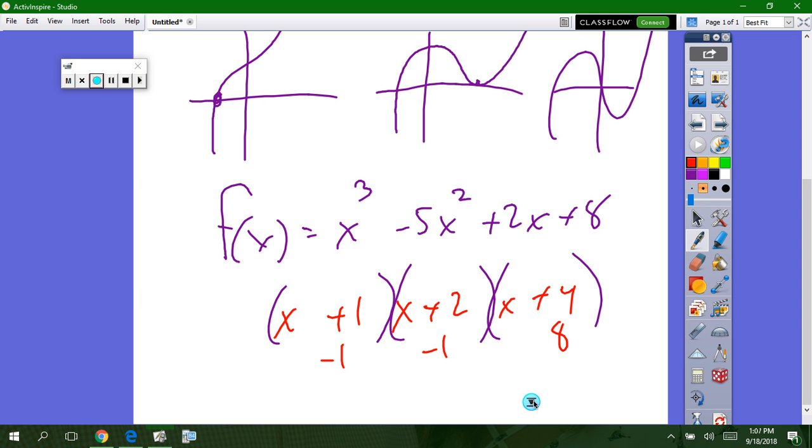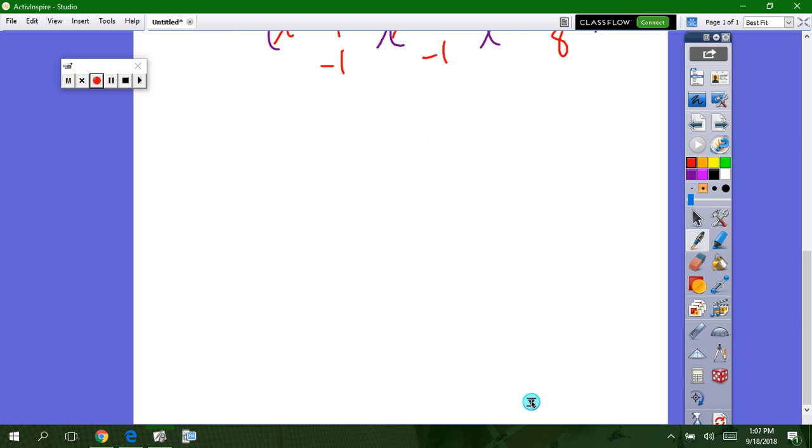Okay? So, but if you'll notice, these numbers are what? These numbers are factors of the constant, aren't they? Okay? What are these numbers? They're factors of the leading coefficient, are they not? So that's where the rational root theorem comes in.